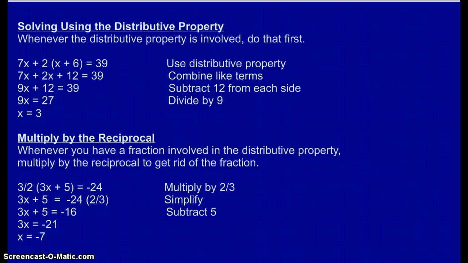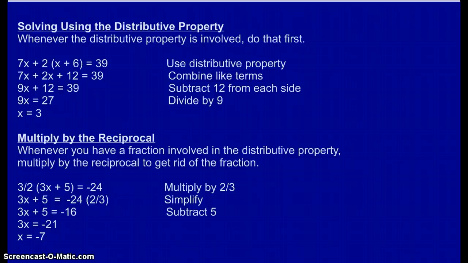The next tool is multiplying by the reciprocal. Whenever you have a fraction involved in the distributive property, you have to multiply by the reciprocal to get rid of the fraction. Okay, so you really don't have to do the distributive property, because once you multiply any fraction by its multiplicative inverse, it's going to remove the fraction entirely. You'll see what I mean here.